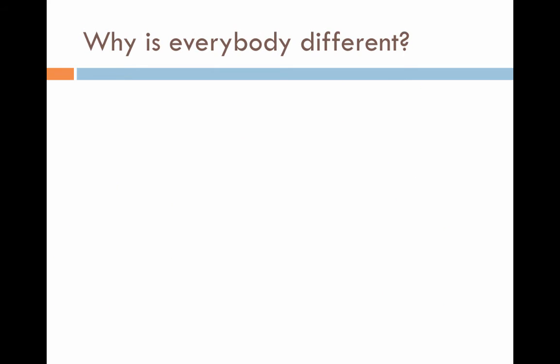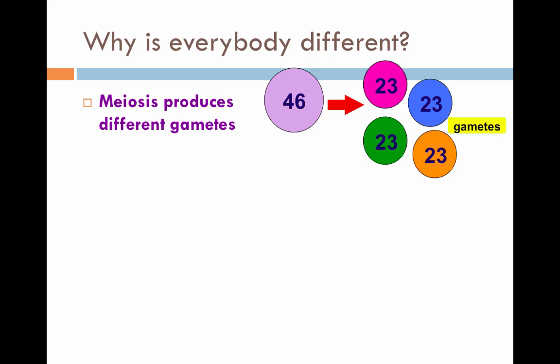Finally, if you look around your home or your city or the world, why is everyone in the world different? Why are there never two identical looking people on this planet? You'd think since there are billions of people, there would be two identical looking people. By the way, we're not talking about identical twins. The answer is meiosis. Meiosis produces different gametes.